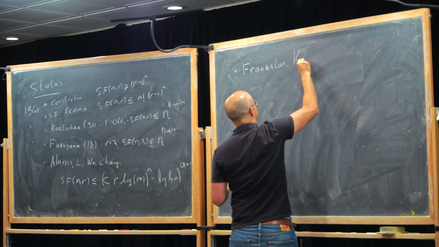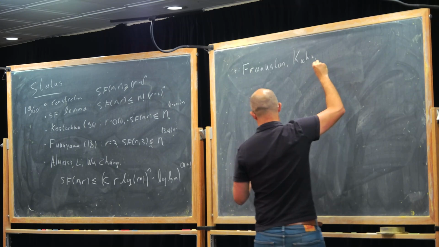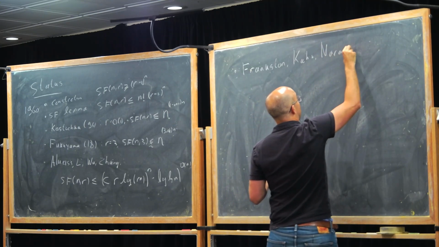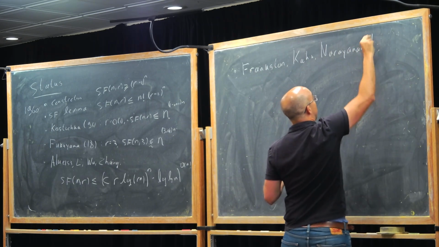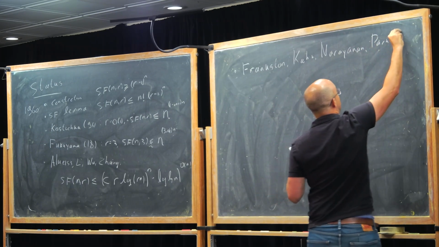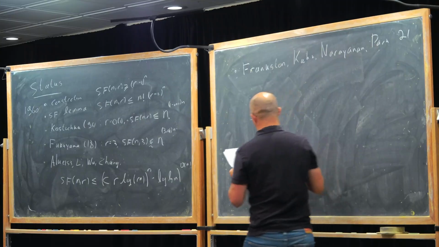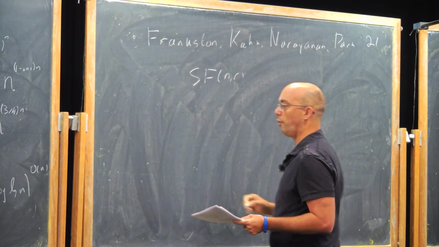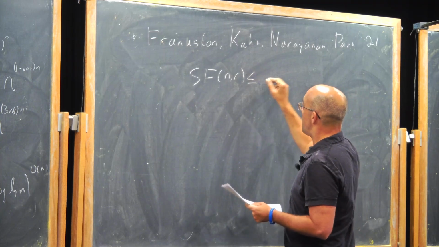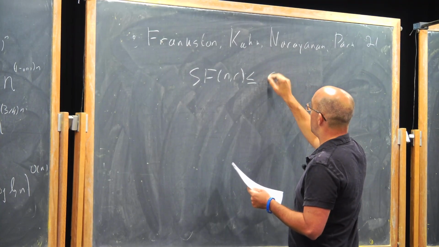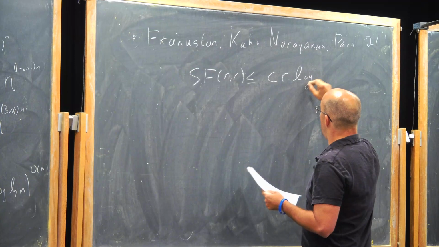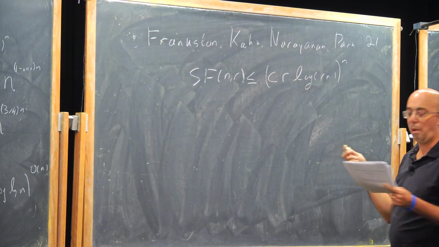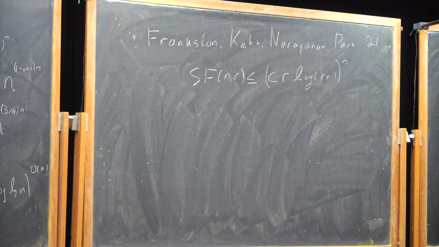Frankston, Kahn, Narayanan, and Park. This is from '21. They improved the bound. They cleaned all this off. They found a way to clean up a lot of our analysis and improve the bound to just be some constant R log Rn to the n. Again, C is some absolute constant, I don't know, 20 or something.